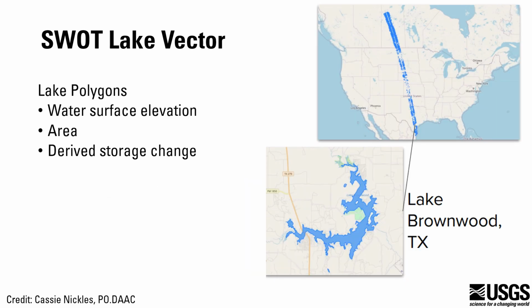For the lake side, similarly to rivers, we have polygon data. In this case, lakes are represented by not lines or nodes, but instead fully explicit polygons representing the water surface elevation and area of a given lake. These two data, water surface elevation and area, can be used to derive storage change as well.